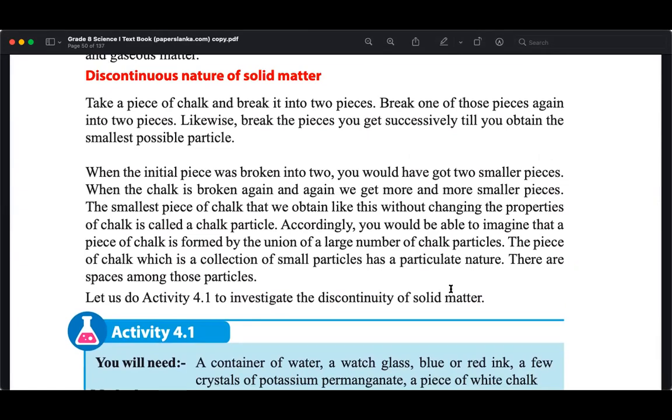The simplest way is to take maybe a biscuit or some chalk, and break it into small pieces. First stage, break it into small pieces. Then take one piece and divide it again, take another piece and divide it again. Likewise, you continue to divide it, and you can see that the smallest piece you can divide is still biscuit or still chalk. All the properties related to chalk will be there in the small particle also. Similarly, if you divide a biscuit into small pieces, you will observe the same. So that is the particulate nature.